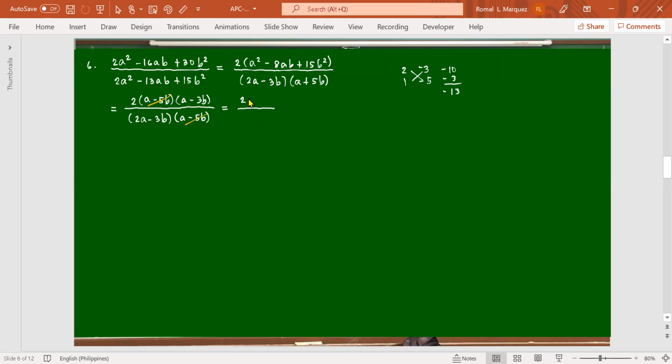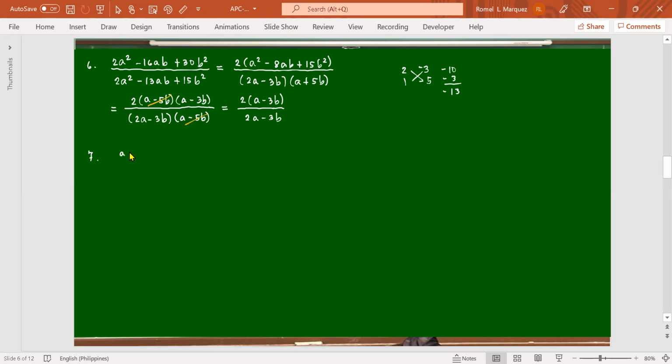We have 2 times a minus 3b. What about in the denominator? Simply 2a minus 3b. Can we cancel something? Is there something that we can still cancel out? No more, no? Okay, children. The last one. So this is the last one, number 7, for simplification of fraction.